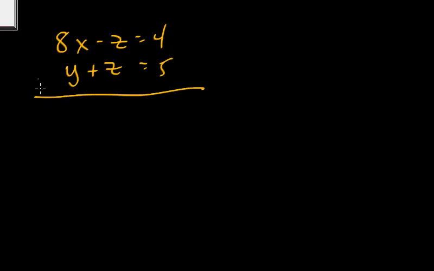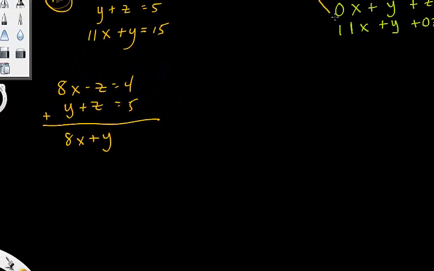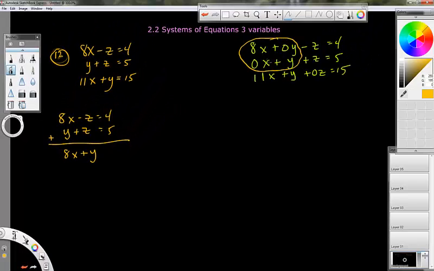Now watch what happens. I could just add this right now. 8x plus nothing is 8x. And then nothing plus y would be plus y. Do you see that? You can kind of see it better here, and that's why I took the time to write that out. If I added what's in that yellow circle right there, I would get 8x plus y, which I have right here, and that equals 9.